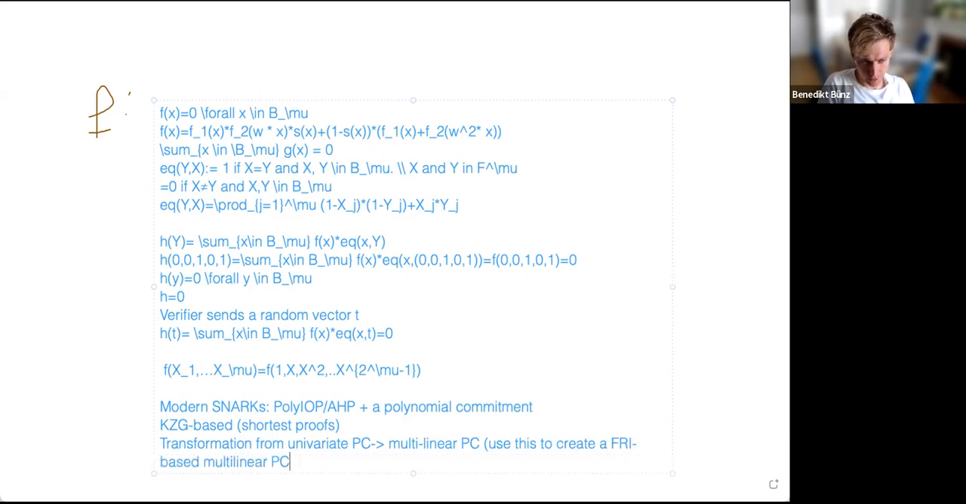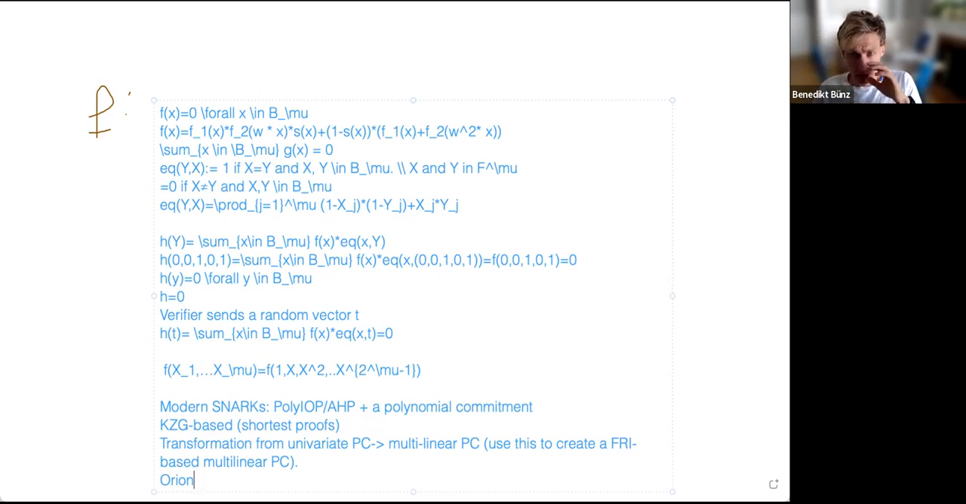multi-linear PC. So there was already Virgo, but they go through almost a recursion route in order to create the multilinear polynomial commitment. And using this transformation, which is heavily inspired by Gemini, it gives you a much simpler multilinear polynomial commitment from Fry.